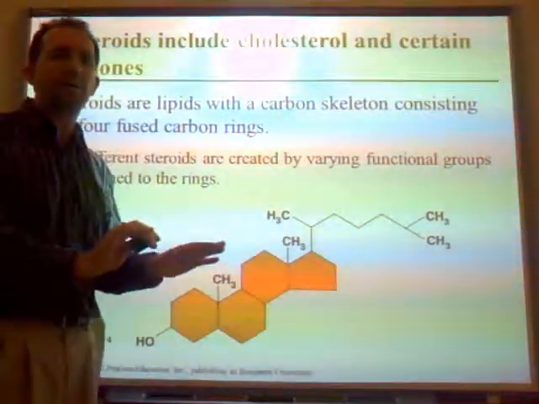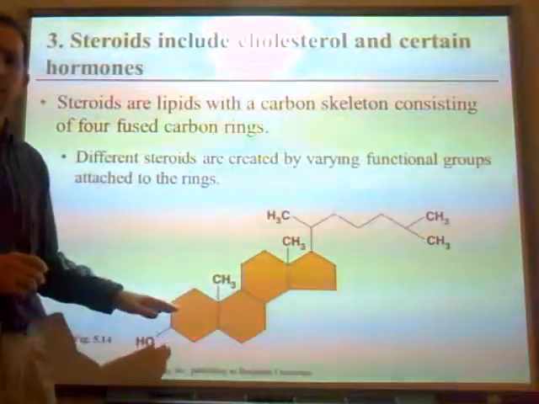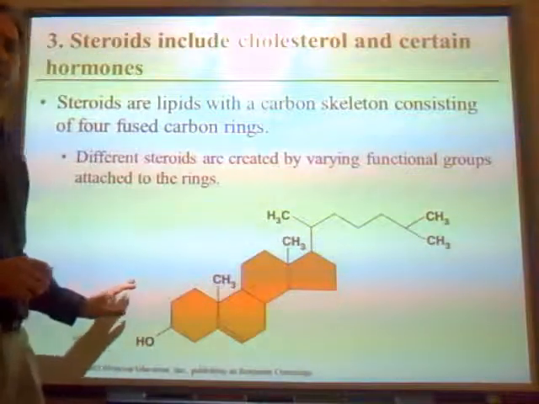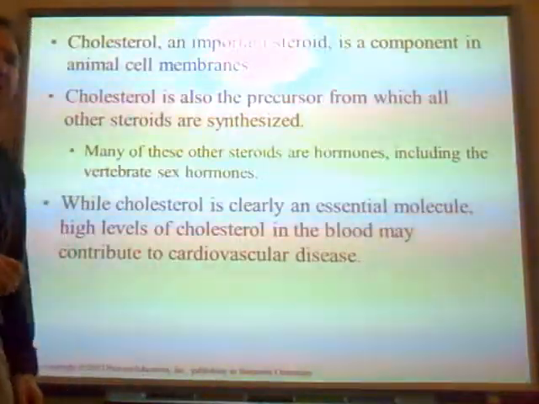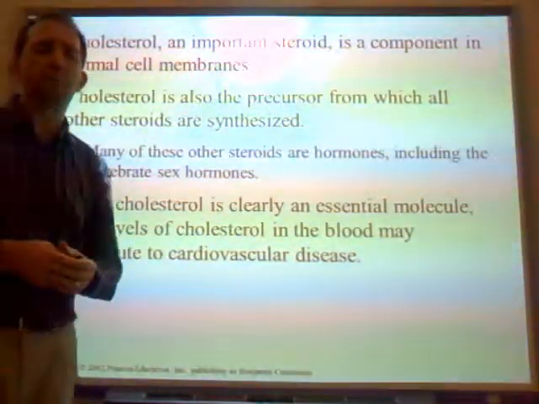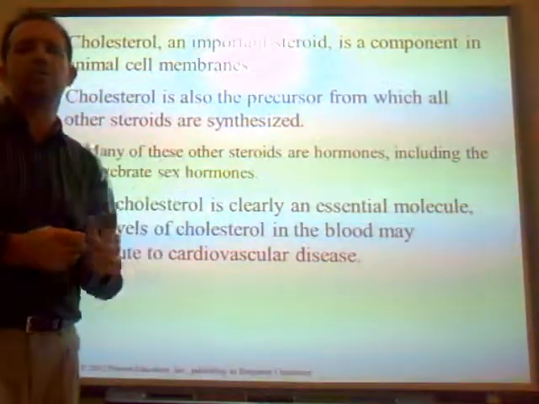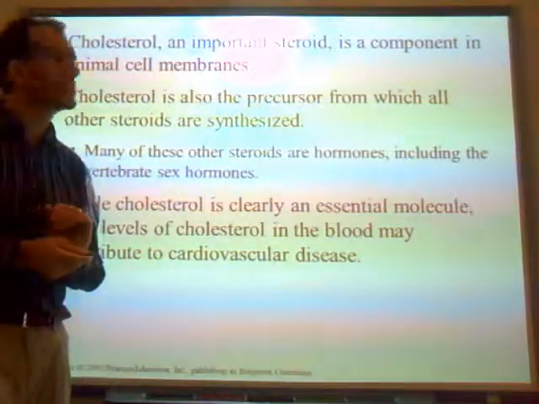So their backbone is going to be this steroid, and you can see that you have these four carbon rings that are connected. And then there's a variety of functional groups that can be added to this to give the different types of steroids that we find. Cholesterol is a very important one. It provides support to the cell. Cholesterol being found inside of our cell membrane keeps the cell from collapsing upon itself.